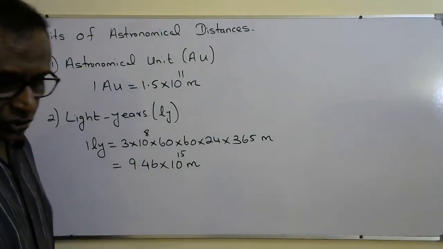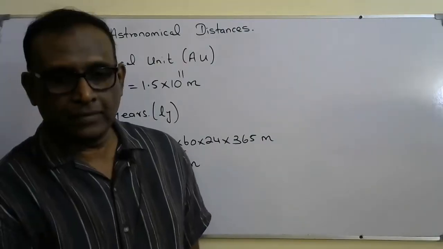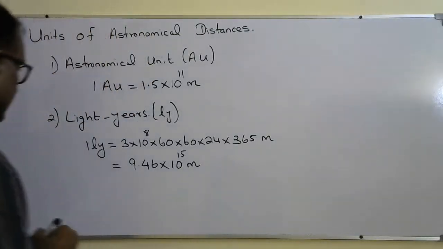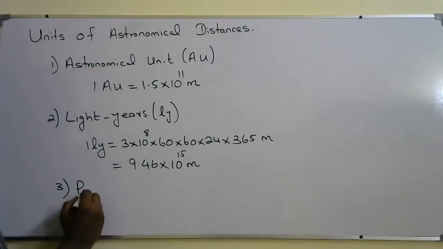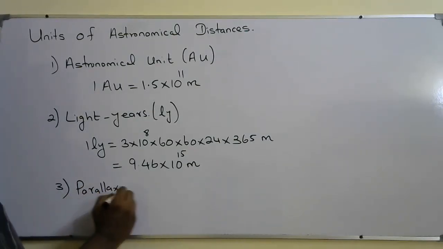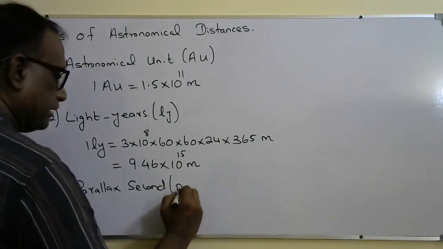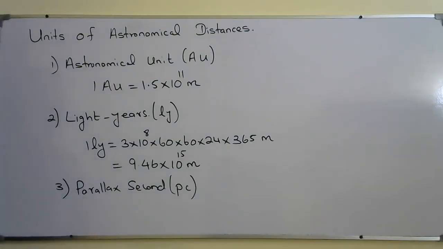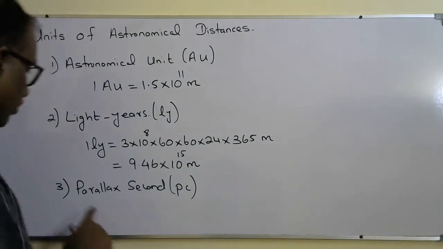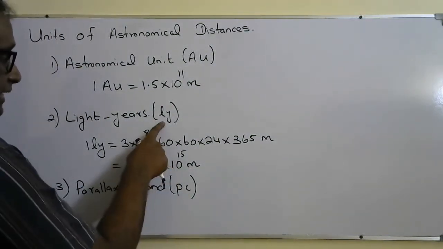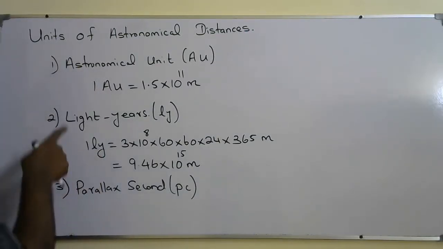Okay, so the third unit in your syllabus is called parallax second, denoted by PC. Shortly, it's called parsec. The notation for parallax second is PC, Lightyear is Ly, and Astronomical Unit is AU. I defined the meaning of astronomical unit and Lightyear.